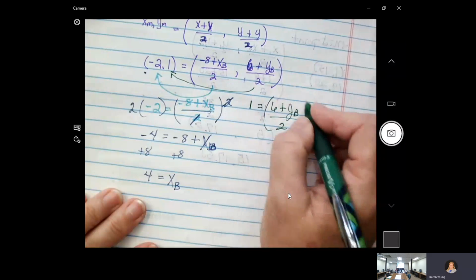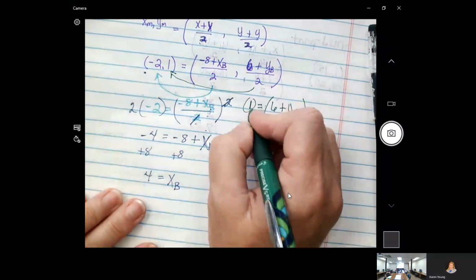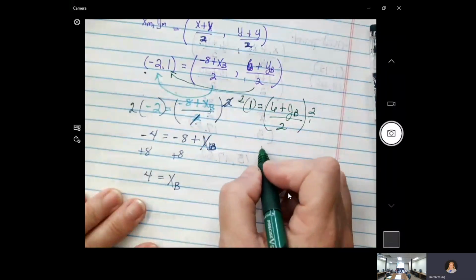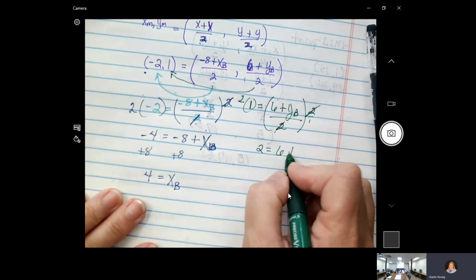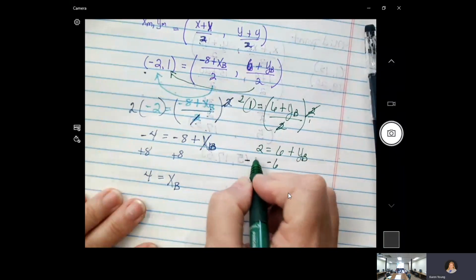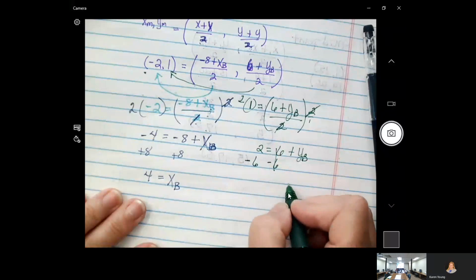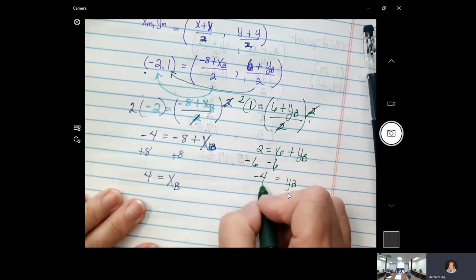All right, I'm going to do the same thing with the y's. Since I've got a 2 in the denominator, I'm going to multiply both sides by 2. So I end up with 2 equals, these 2's cancel, 6 plus my yb. So I'm going to subtract 6 from both sides. So yb equals 2 minus 6, which is negative 4.